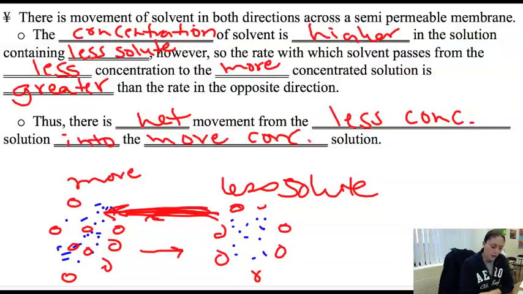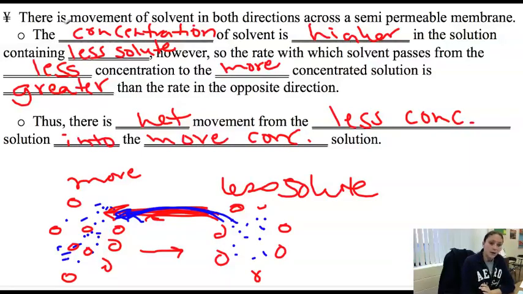Okay, so there is a net movement from my less concentrated side or solution into the more concentrated solution. Okay, so here I have a more concentrated side and a less concentrated side, and water is the blue one. So the water is going to move over here to try and balance out all of these extra solute particles and make the two the same. Okay, that's osmosis, and you have a whole picture there on your notes as to how osmosis works.